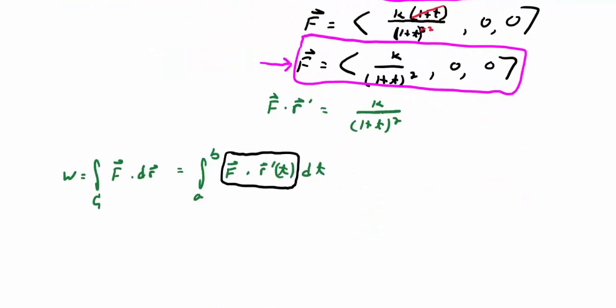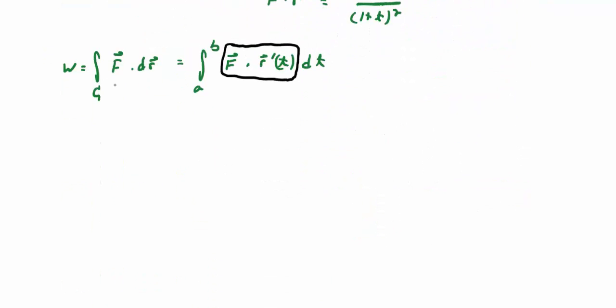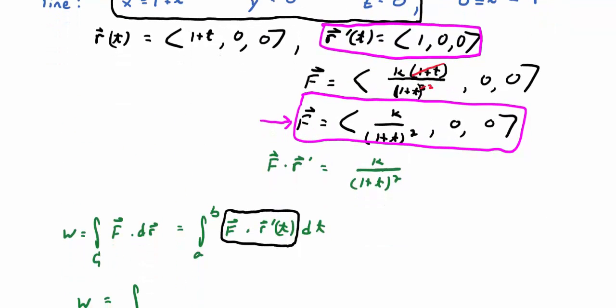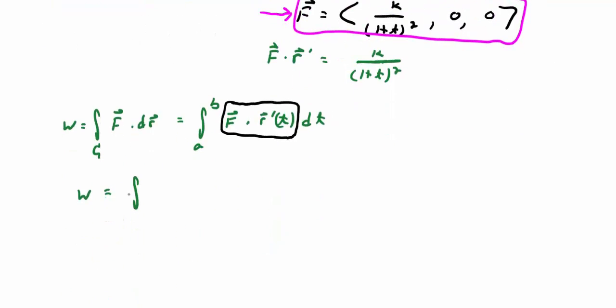All right. Setting up the integral then, work becomes the integral. Now, the limits of integration in our parameterization went from 0 to 1, right? In a different parameterization, you'd have different limits of integration. But you should get the same answer if you do it right. Okay, and then I'll put the k on the outside.